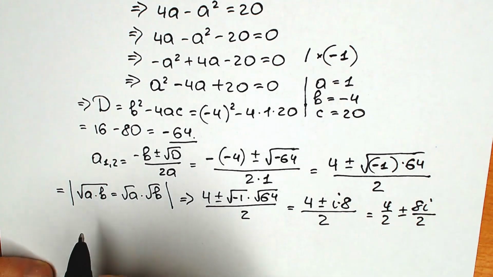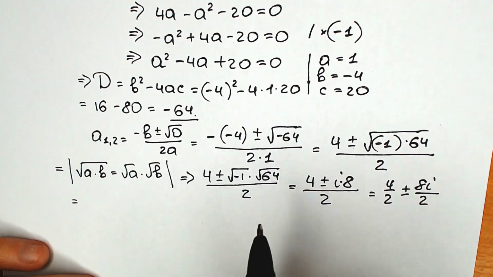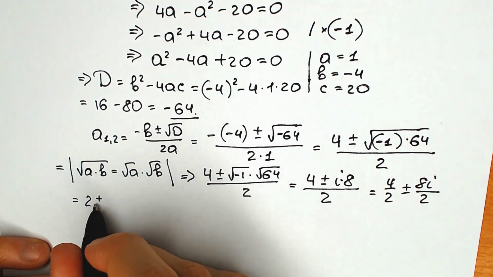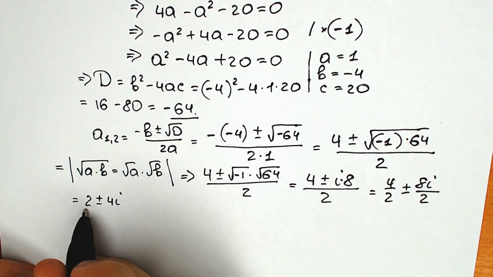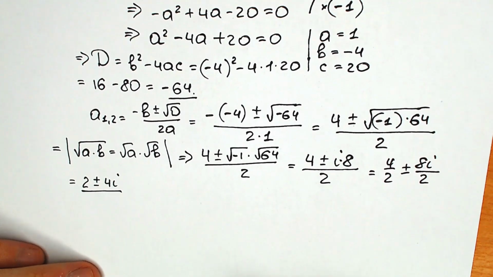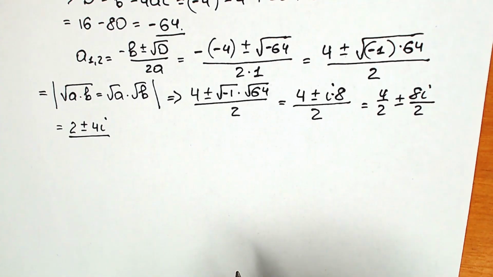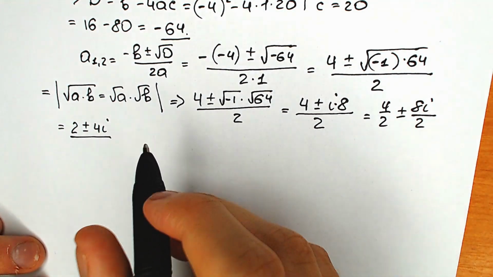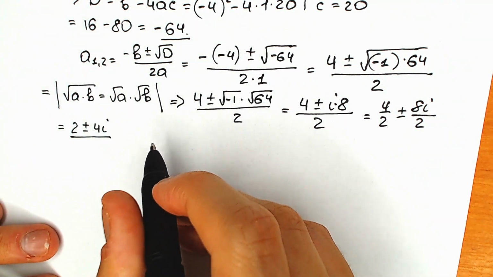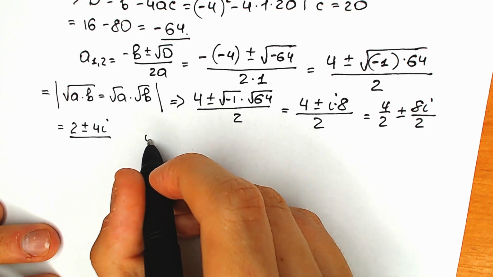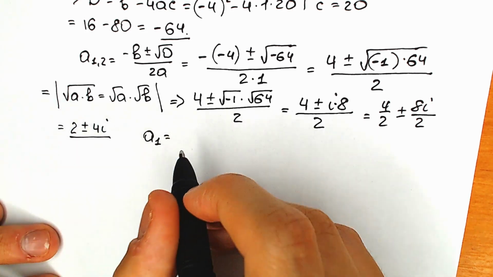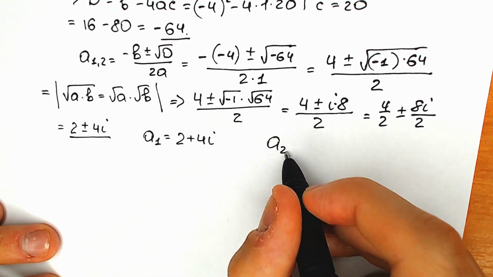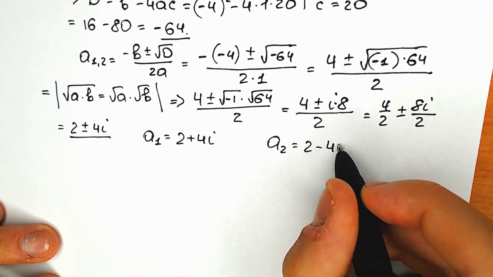Okay, so everything is great. Right now 4 over 2 is equal to 2. Right here we have plus minus 4i, and these are our two roots. So right now let's write a first and second. We can easily find our exact value of a first equal to, let's try with the positive sign, 2 plus 4i, and of course a second equal to 2 minus 4i.